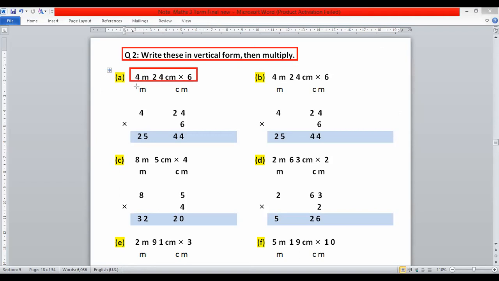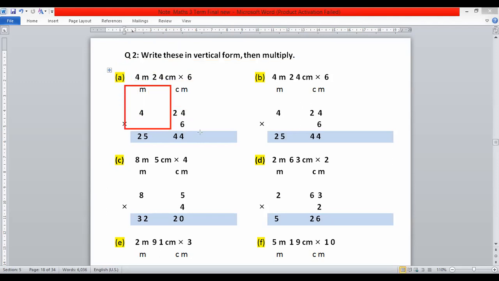Dear students, in vertical form, first we write meter on one side, on the other side we write centimeter. After that, in the below of meter, we will write 4 meter. In the below of centimeter, we will write 24 centimeter, because here 24 centimeters are given. Then multiply by 6. This is vertical form. And after that, we will repeat the same steps as we did above.